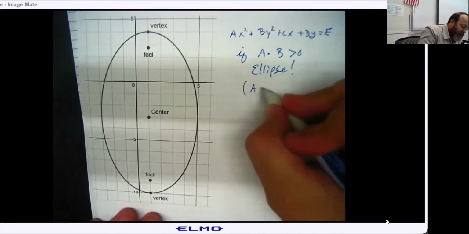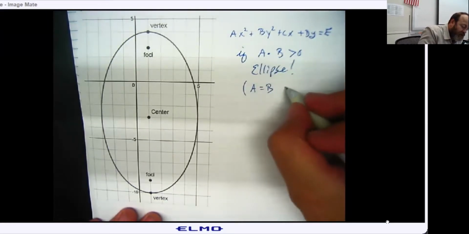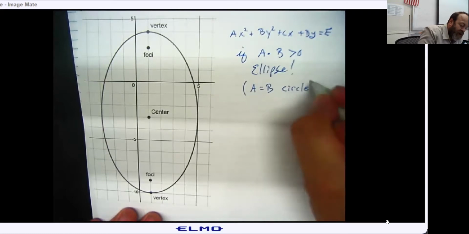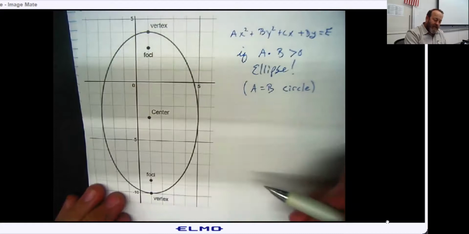And so we might kind of write that down. If specifically A equals B, which is a very, very special case, it's a very special ellipse known as a circle. But the definition says the following, and this is a little bit of a weird definition. It's based on distances again.